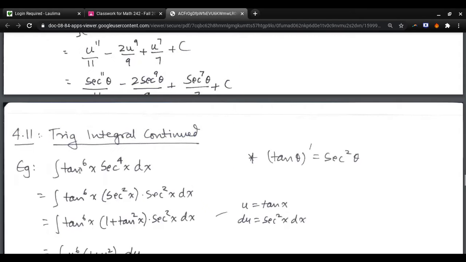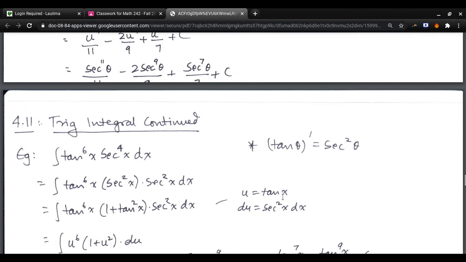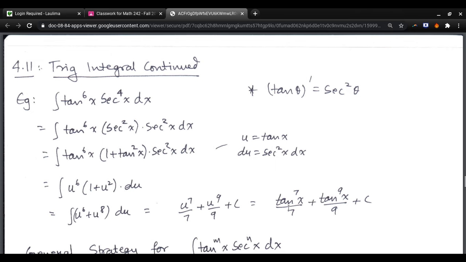Now the next example, tan to the power 6 times secant to the 4. In this case, I recall that the derivative of tangent is secant squared. I break the secant 4 into secant squared and secant squared. I rewrite the secant squared as 1 plus tangent squared, and I use the substitution u equals tan x. Again it becomes a polynomial, and in this case the substitution was tan theta instead of secant theta, so the answer is in terms of tangent.